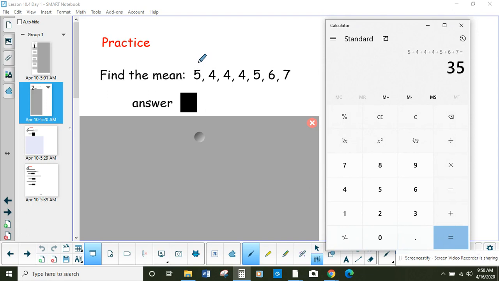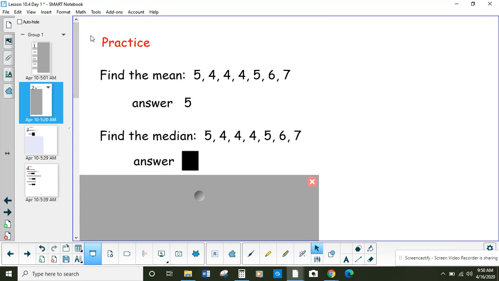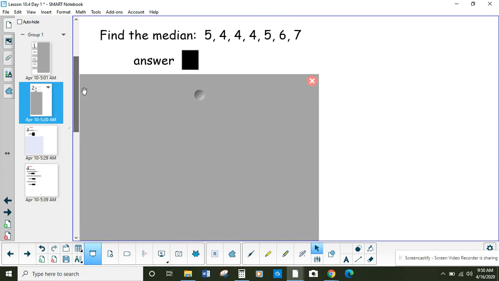And then divide by how many numbers there are. 1, 2, 3, 4, 5, 6, 7. So I divide by 7, and we see that we get an average, if I typed it in correctly, of 5. That's our mean. How about the median for this data? Pause the video now and find the median.